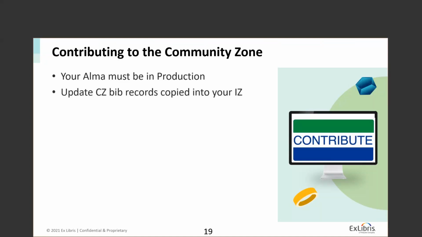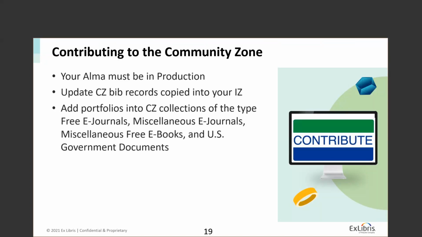Some of the ways you can do that is you can update community zone bibliographic records that have been copied into your institution zone. You could also add certain portfolios into the community zone. There are certain collections that we strongly encourage you all to add to. If you're aware of free e-journals or the collection called miscellaneous e-journals, miscellaneous free e-books, and then U.S. government documents, if you find that the community zone is missing some content in one of those collections and you have the bibliographic record, wonderful, please contribute it.